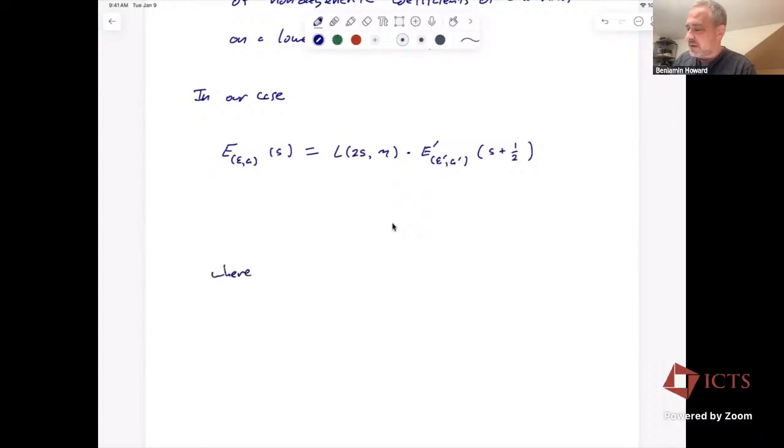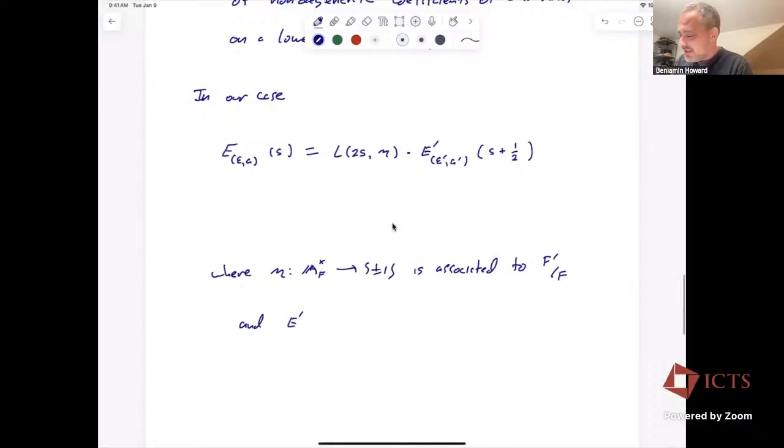where eta is the quadratic character associated under class field theory to our quadratic extension of function fields. And the prime on the E is not a derivative, it's just bad notation. E prime of S is another Eisenstein series on U n-1, n-1.